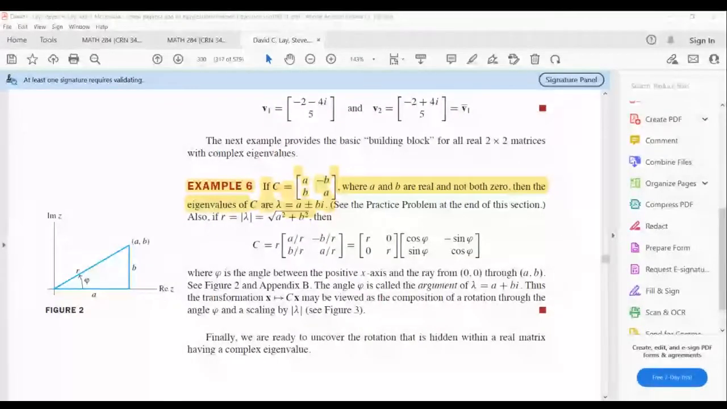Okay, so back to the book here. So now we are comfortable that lambda equals a plus or minus bi. And in figure 2 on the left, they've drawn, remember to draw a complex number, you just write the a and the b as a point. And then you have this angle. I think that's called var theta, I believe. Let me see here. Phi is, hold on.